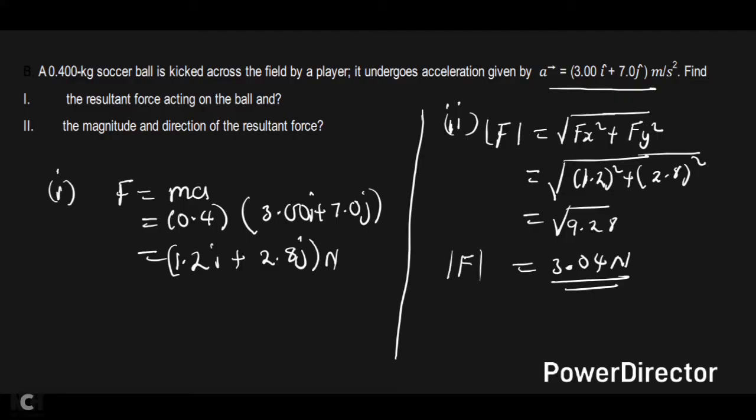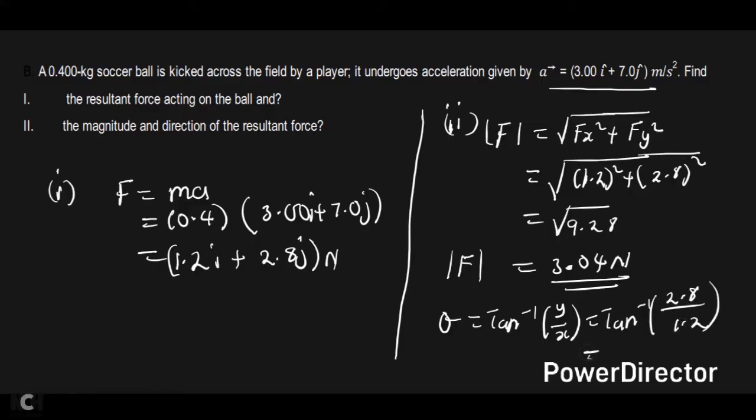So how about the direction? For the direction you have to say tan inverse of y over x. So tan inverse, what's y? The y is the force. The force of y is 2.8 over 1.2. So meaning that your angle will be 66.80 degrees, like that. So that's how you calculate this type of question.